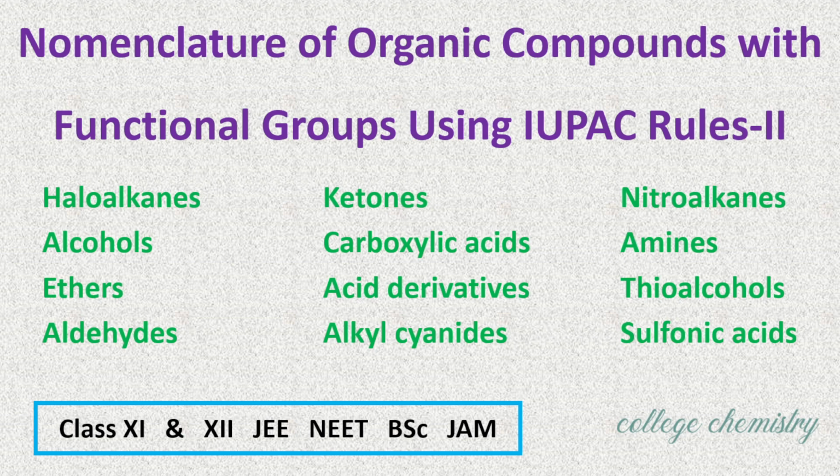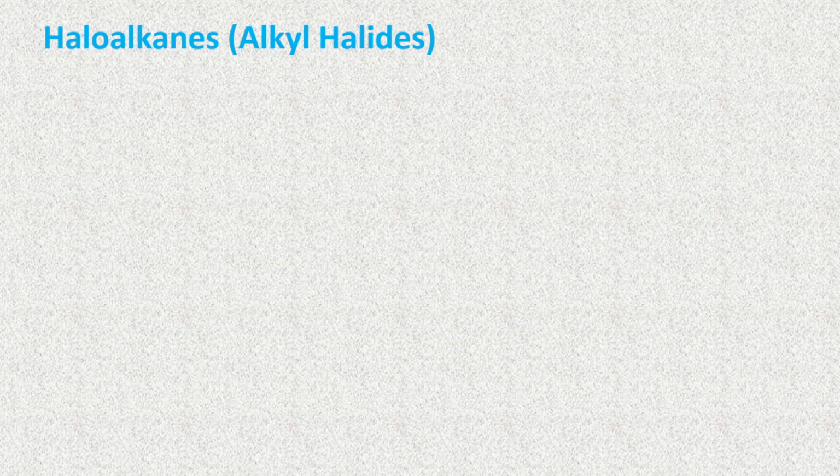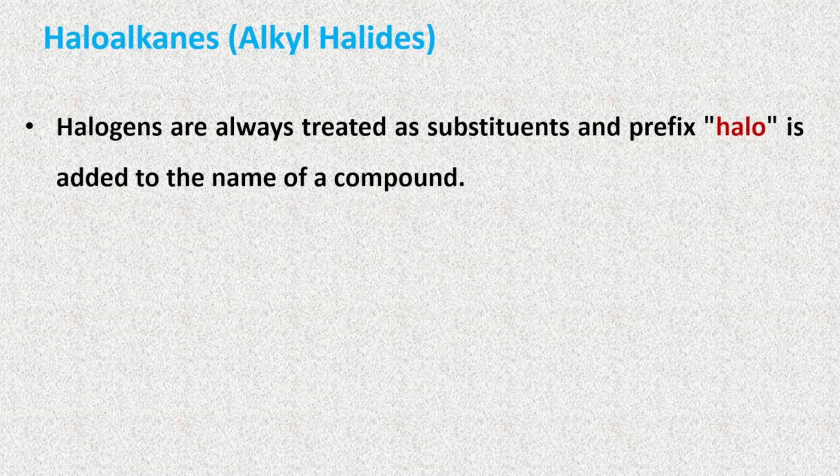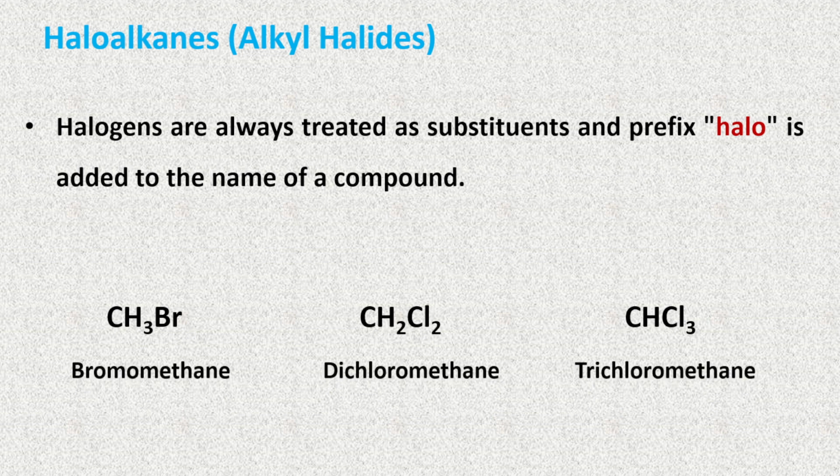Let's get started. Let us start with the simplest one, haloalkane, also known as alkyl halide. Halogens are always treated as substituents and the prefix halo is added to the name of a compound. For example, CH3Br. This compound is obtained by the substitution of hydrogen with bromide in methane. So, bromomethane. There are two chlorides in the second compound, so dichloromethane. Similarly, the third one is trichloromethane.